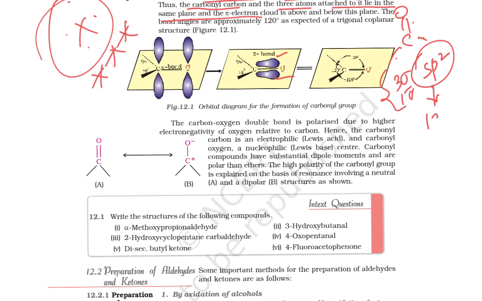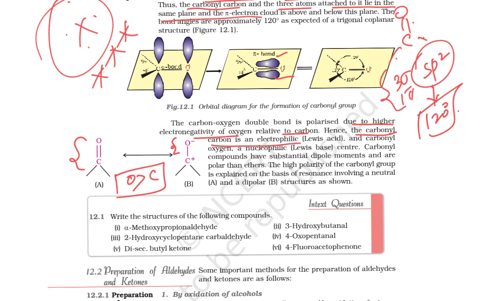Your hybridization is going to be sp2, so trigonal planar. What is the bond angle? 120 degrees. We know that oxygen is more electronegative compared to carbon, so electrons will move towards the oxygen. It becomes partially negative and the carbon partially positive. So the carbon-oxygen double bond is polarized due to the high electronegativity of oxygen relative to carbon, hence the carbon is an electrophile, a Lewis acid.